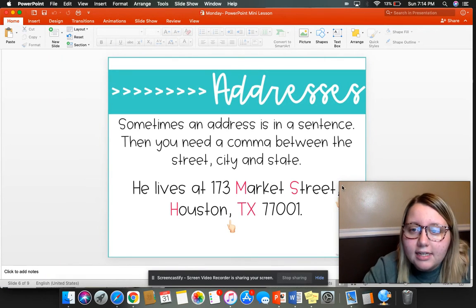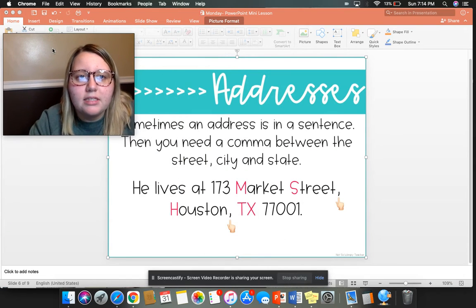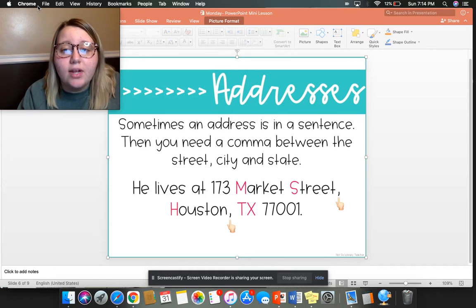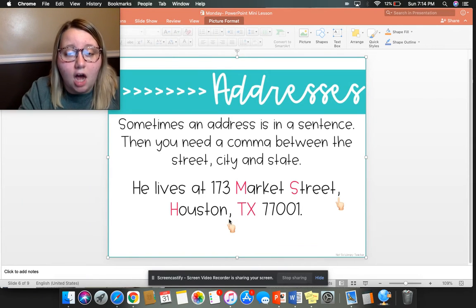So if you look at this one, let me make myself a little smaller. Maybe. Or I can move myself up here. There we go. He lives at 173 Market Street, Houston, Texas, 77001. After street, you would add a comma. Okay, notice that little emoji right there. Then again, we know that already. In between Houston and Texas, we're going to add that comma again.